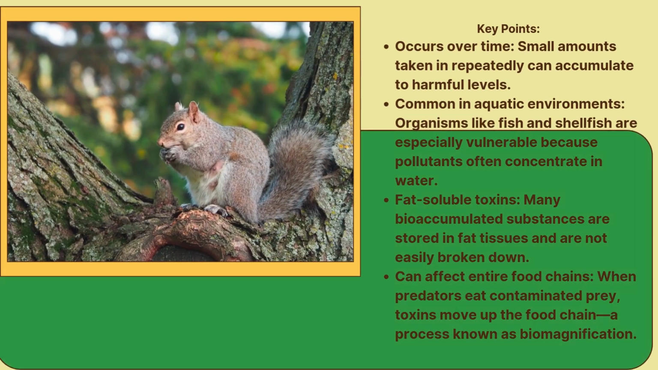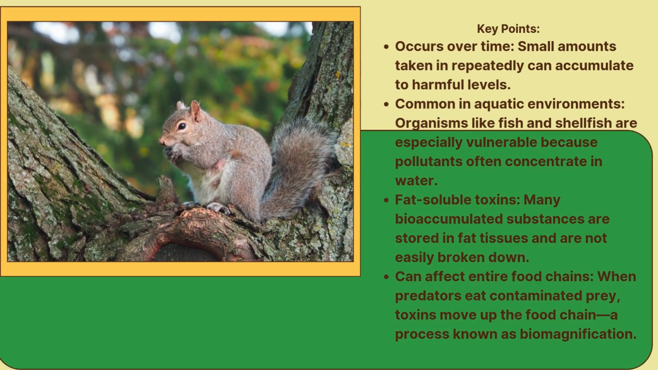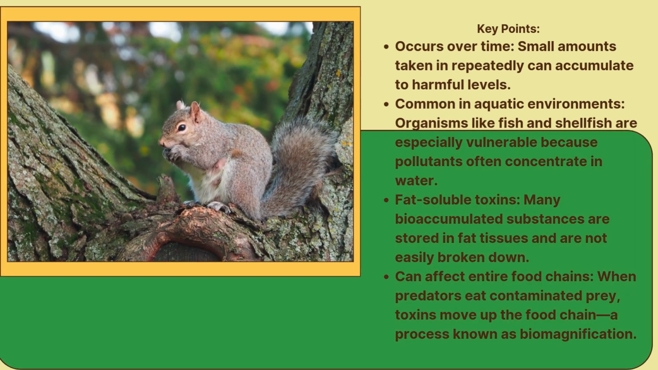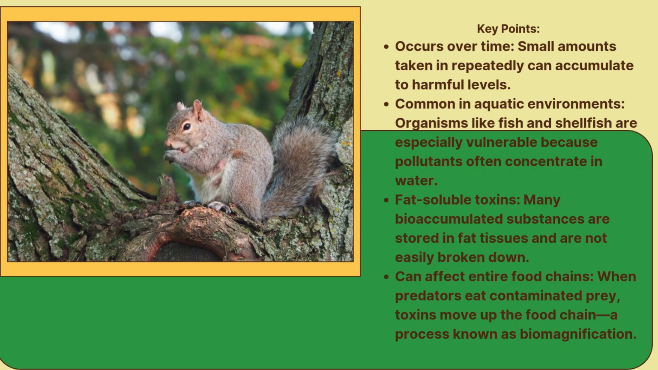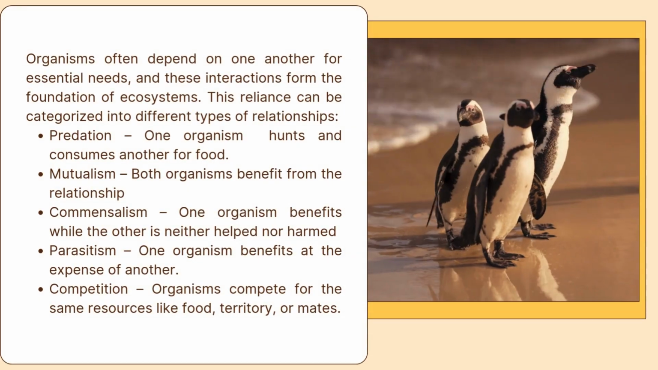Key points. Occurs over time. Small amounts taken in repeatedly can accumulate to harmful levels. Common in aquatic environments. Organisms like fish and shellfish are especially vulnerable because pollutants often concentrate in water. Fat-soluble toxins. Many bioaccumulated substances are stored in fat tissues and are not easily broken down. Can affect entire food chains. When predators eat contaminated prey, toxins move up the food chain, a process known as biomagnification.